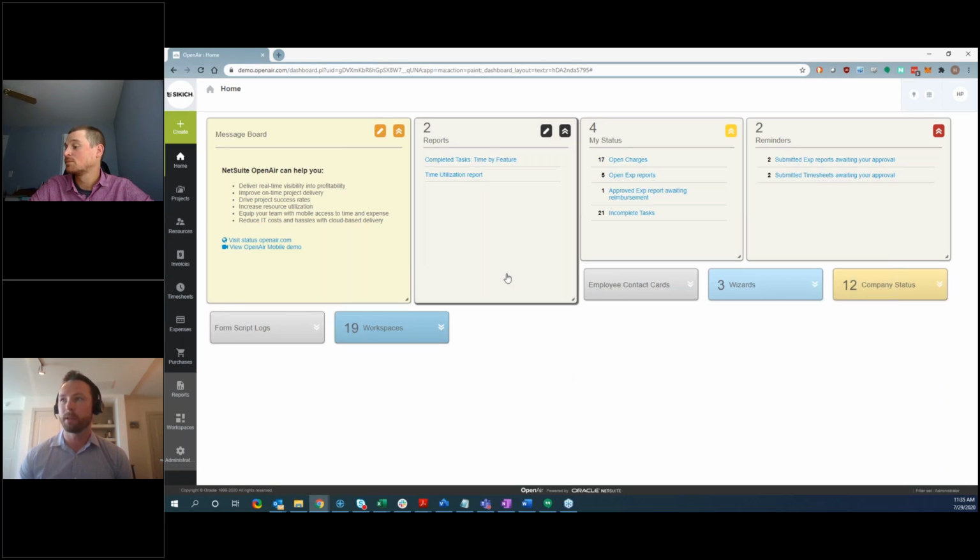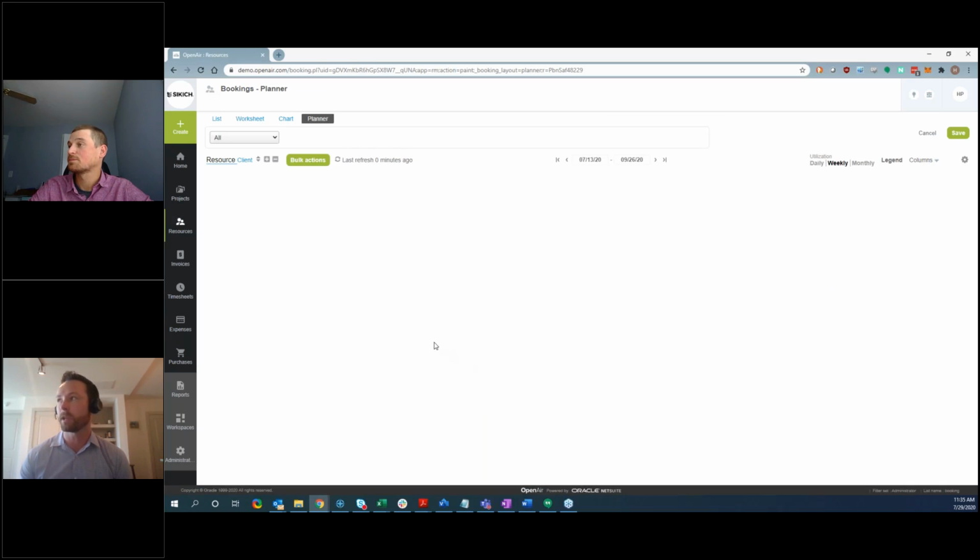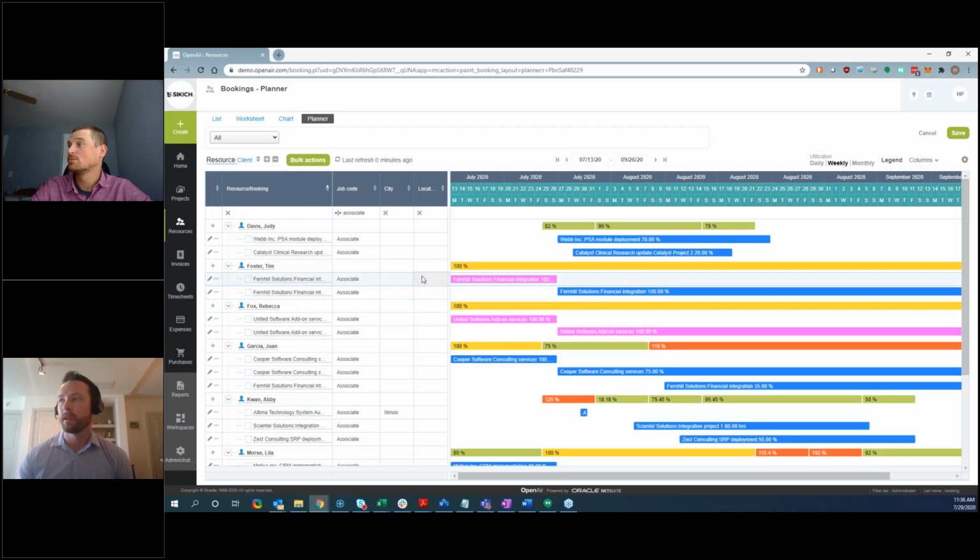So where I'd like to start my demo is how can we use the system to track resources and get the right people for the right project? With OpenAir on my left-hand side, we have these different modules. I'm going to jump into this resources tab, which is the go-to spot for everything related to where my people are working, as well as how utilized they are. The first screen you're seeing here is this planner view.